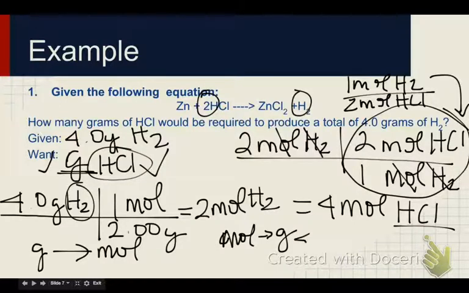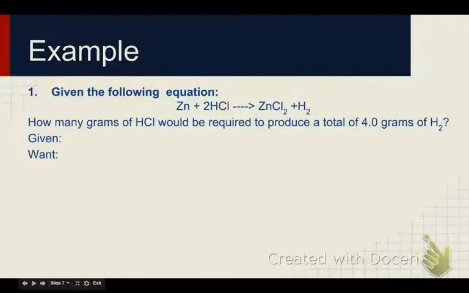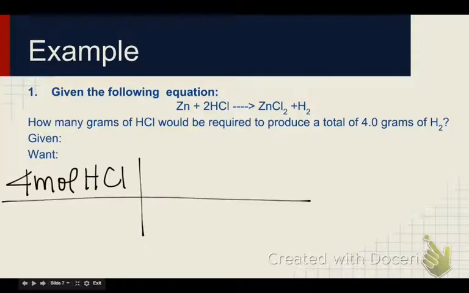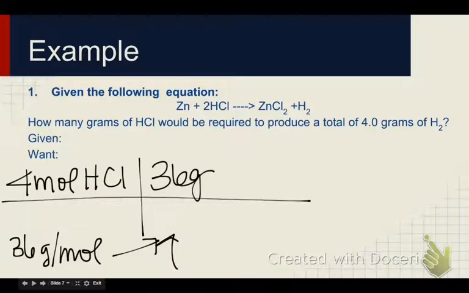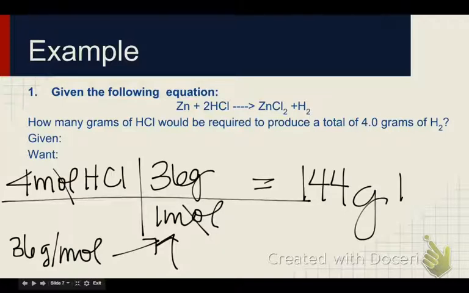My new given is now 4 moles of HCl. Actually, you know what? I'm going to go ahead and write it on a new piece of paper. So it's 4 moles of HCl. And so what am I going to insert here? Very good, the molar mass. Now the molar mass is 36 grams per mole. So how am I going to insert that into there? Very good. The 36 grams is going to go on top, the 1 mole on the bottom. These two cancel out, and I'm left with 144 grams of HCl. This is my answer, okay?